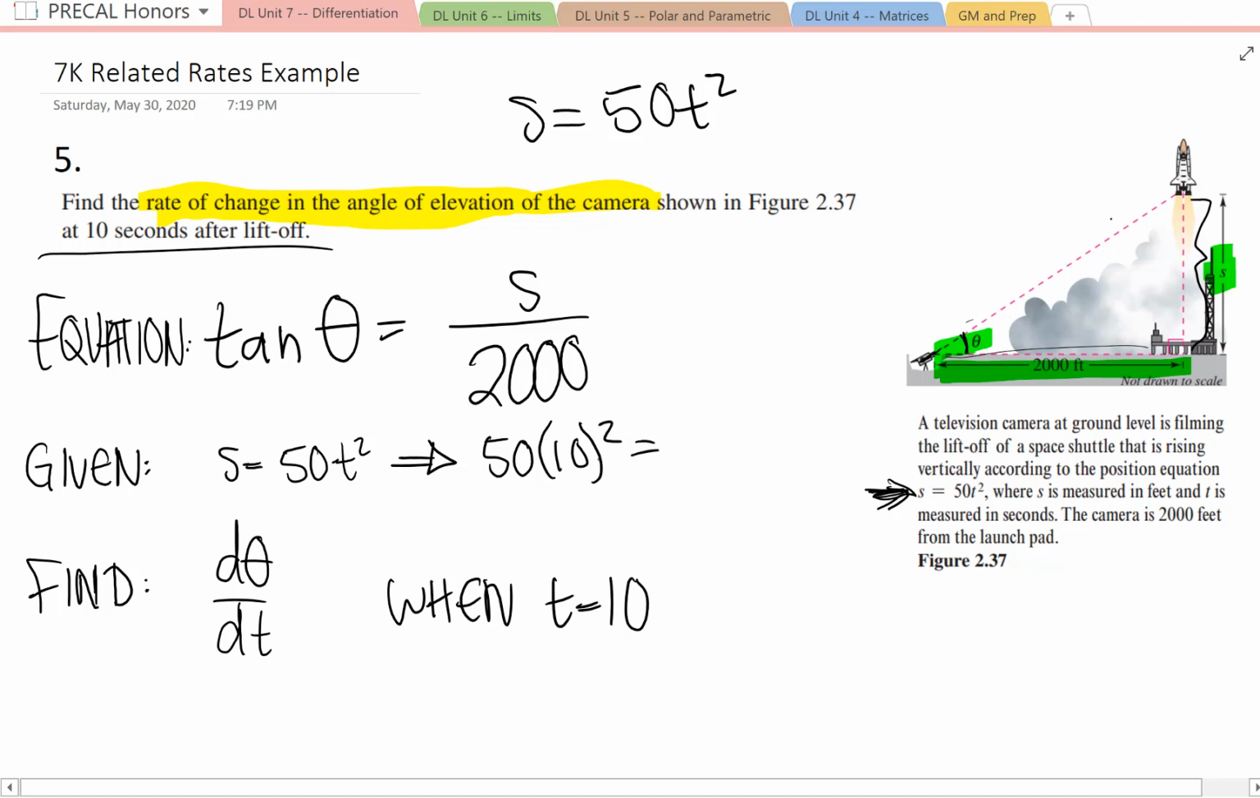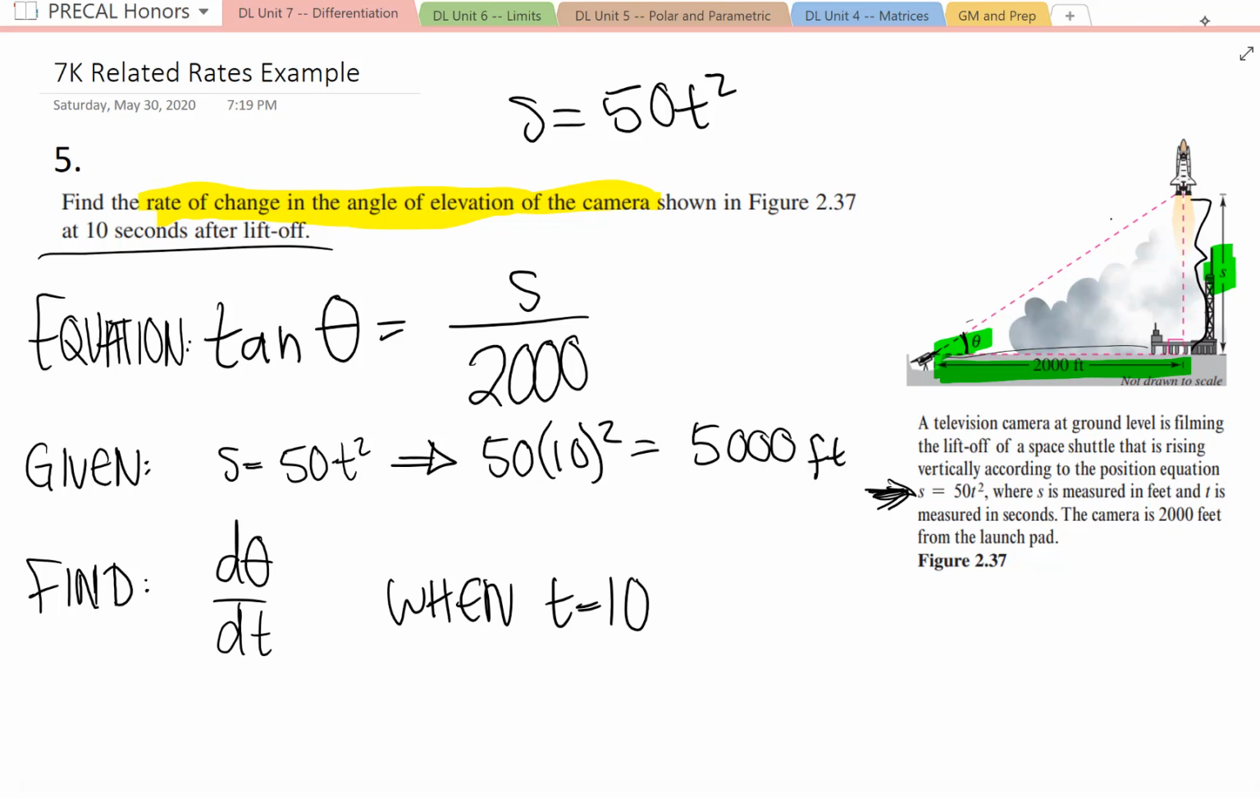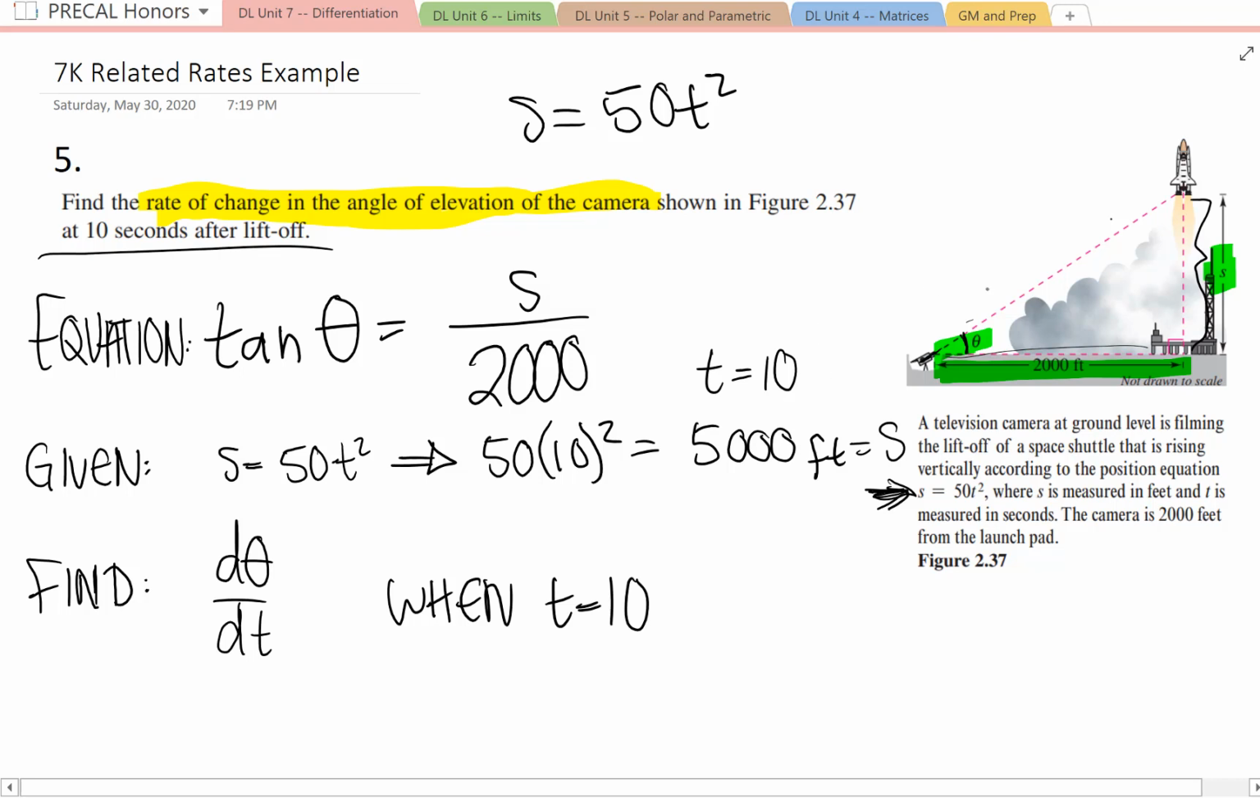10 squared, okay, 50 times 100 is 5,000. So when t equals 10, s equals 5,000. Very important.